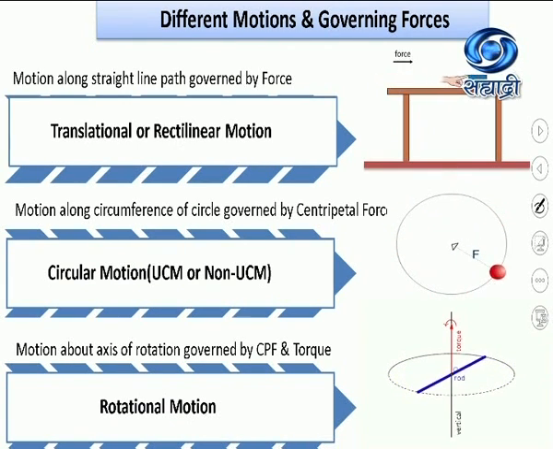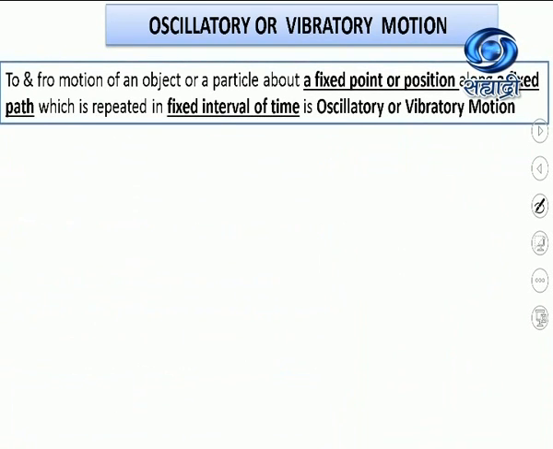On similar lines, now a very important kind of motion we are going to introduce is the oscillatory motion and the vibratory motion. When any object, body or particle is performing either to and fro motion, or up and down motion, or back and forth motion about a fixed point or position, which is also called the mean position or equilibrium position, along a fixed path which is repeated in a fixed interval of time.